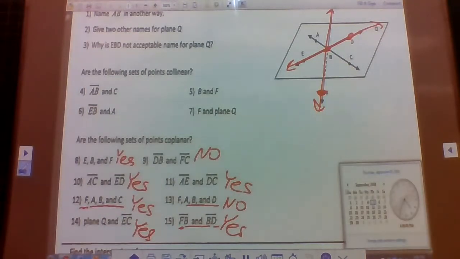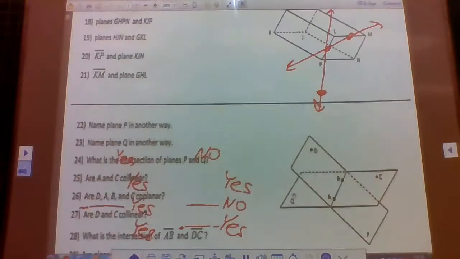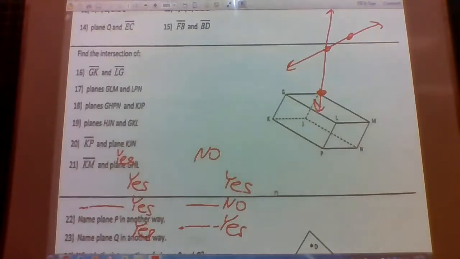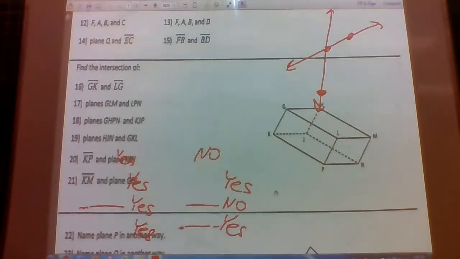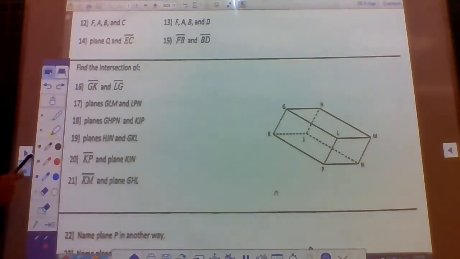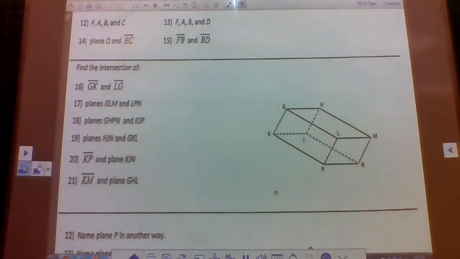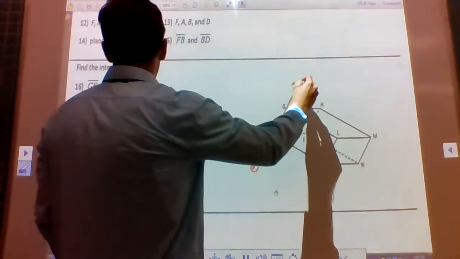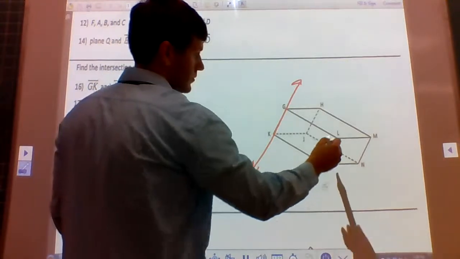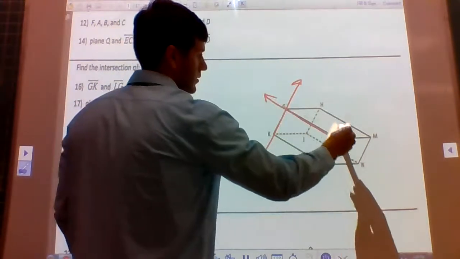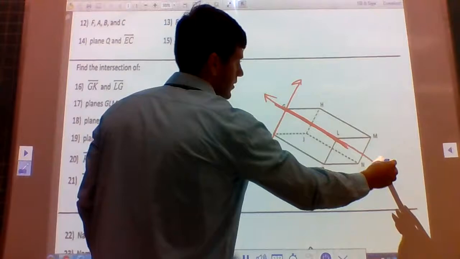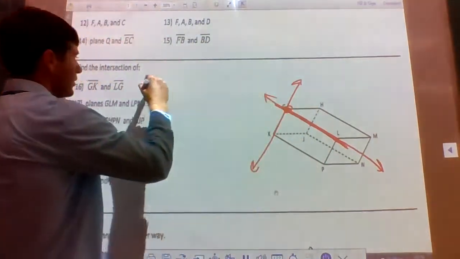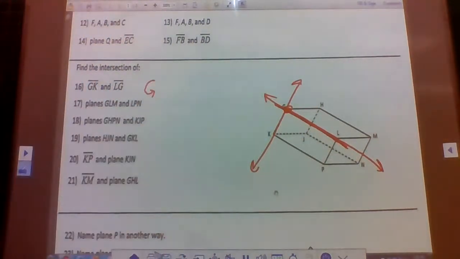All right, we got 2 more sets here. So we want to find the intersections. Here we have a cube. So here we have two lines. Where do two lines intersect? They intersect at a point. So GK and LG, they're going to intersect at point G.